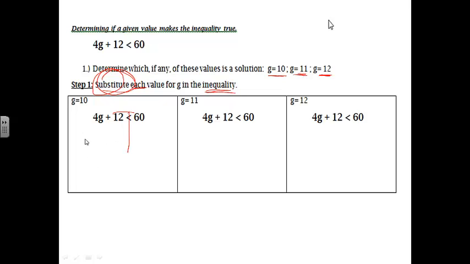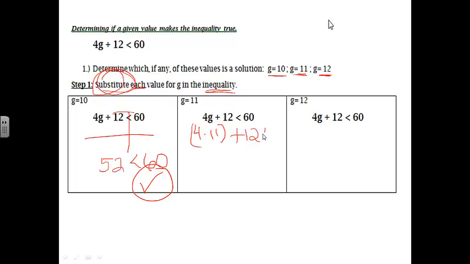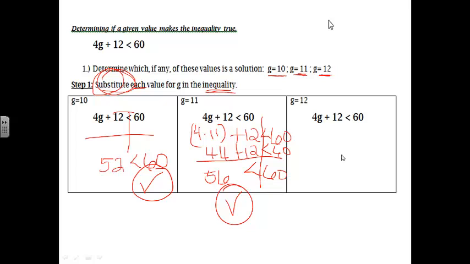Okay, so when we made our t, in the end we would have 52 is less than 60. Is that true after you work out this equation? Yes, it is. So 10 is an option. Okay, when I plug in 11 here, I'm going to go ahead and write this one out. Is less than 60. When I work this out, 44 plus 12 would be 56, is less than 60. Is that a true statement? Yes, it is. So 11 also works.